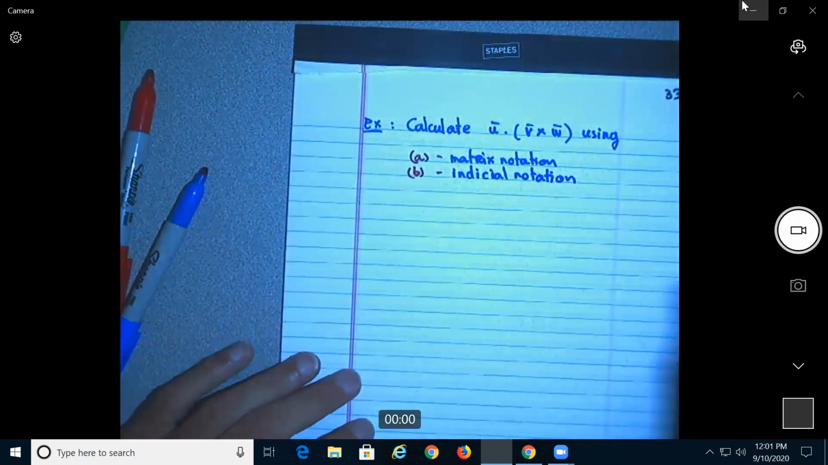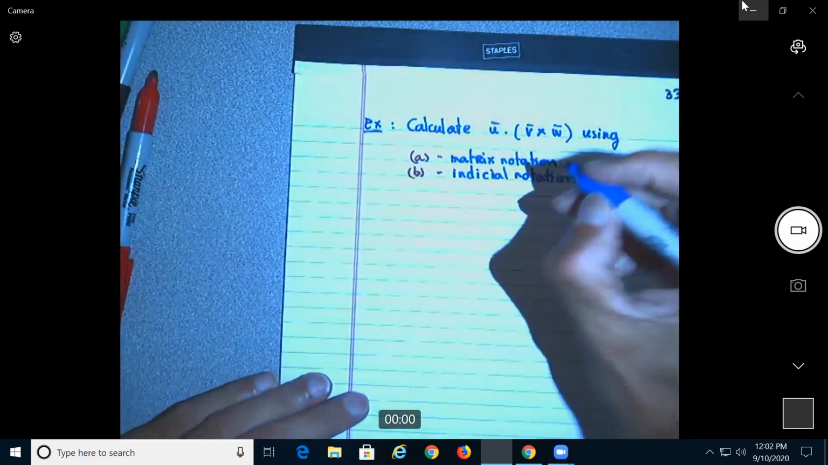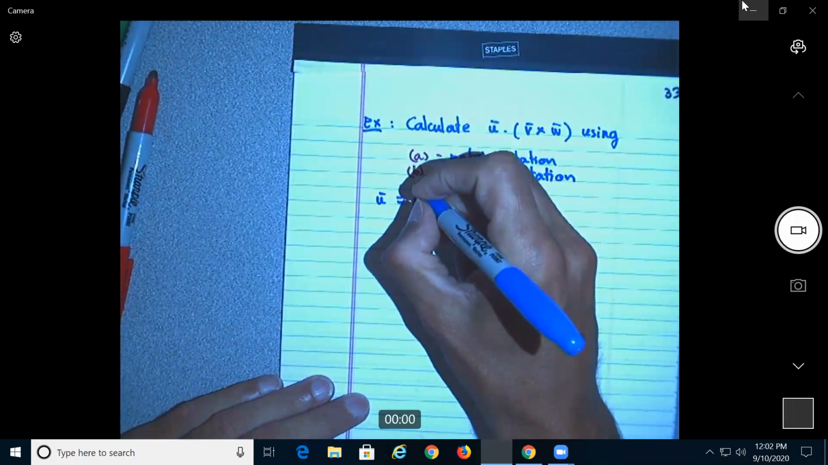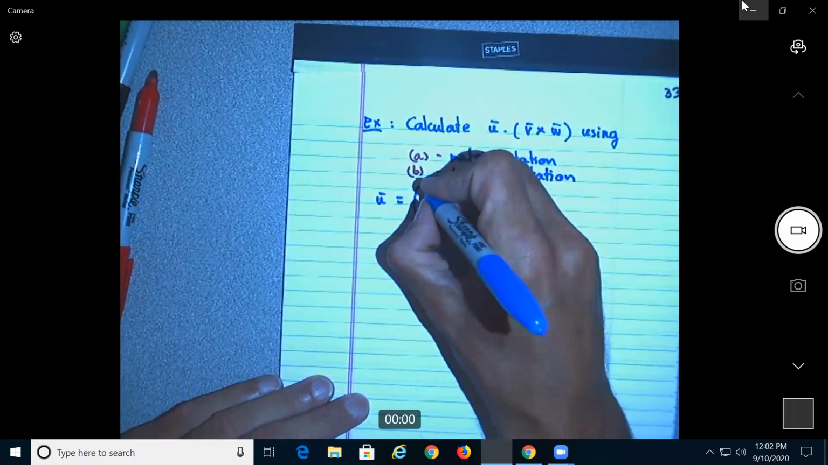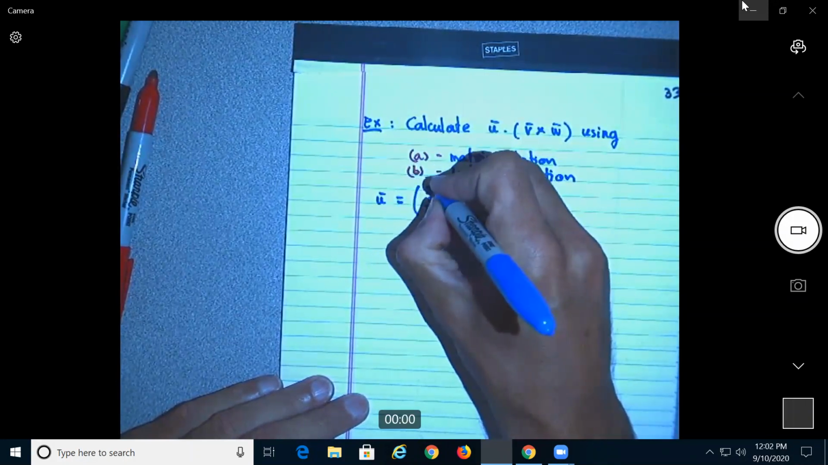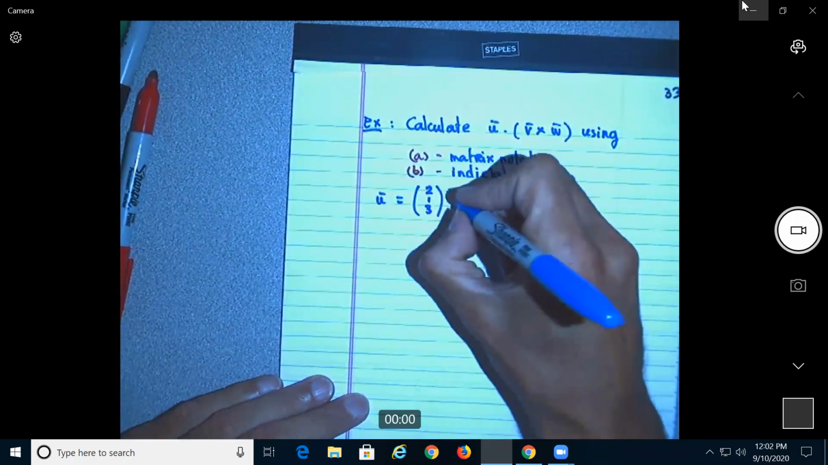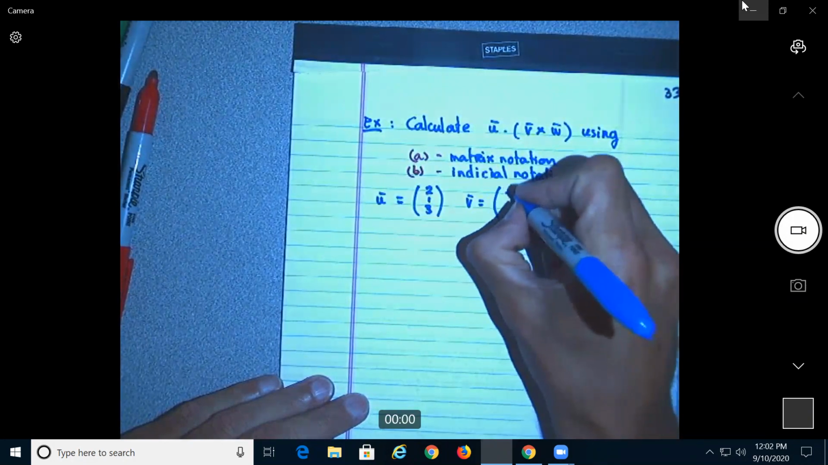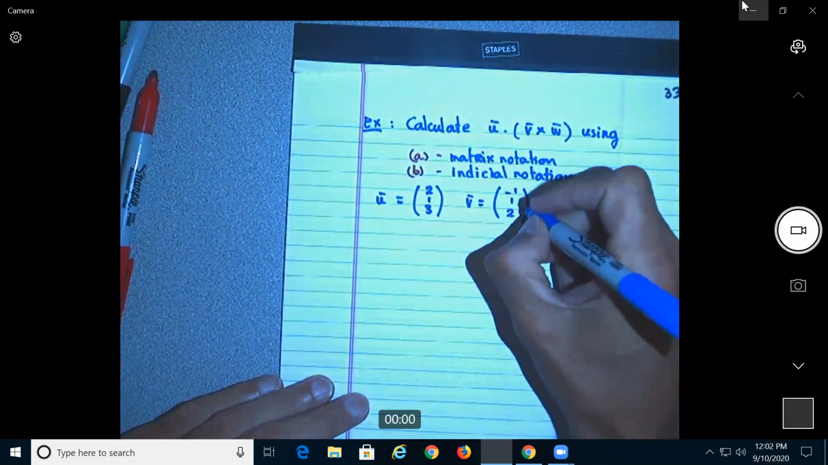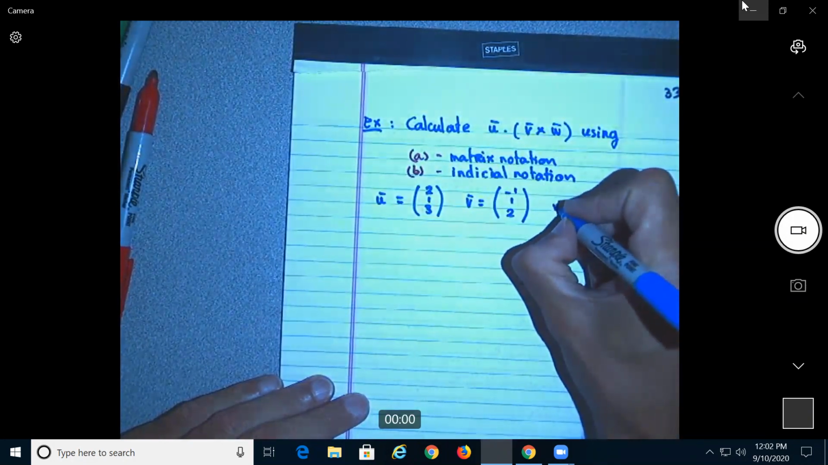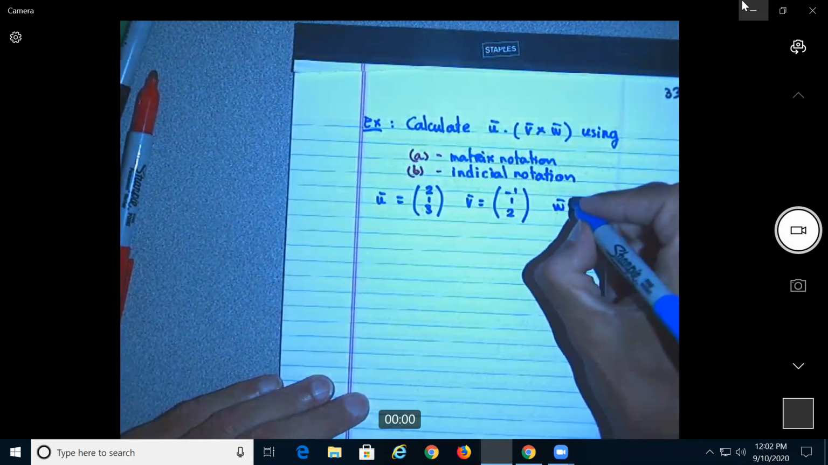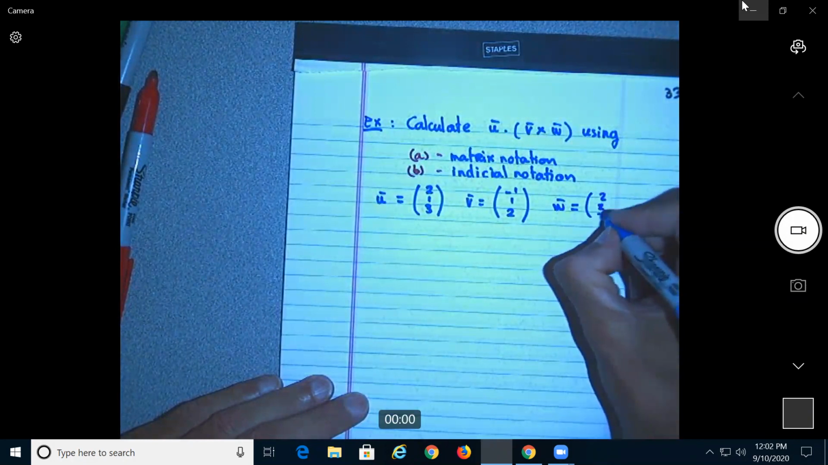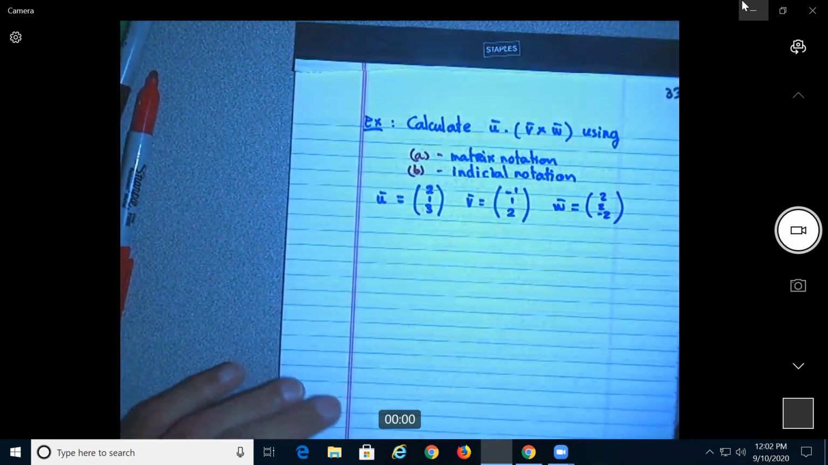And in this problem, you have that U equal to 2, 1, 3, V equal to minus 1, 1, 2, and W equal to 2, 2, minus 2.